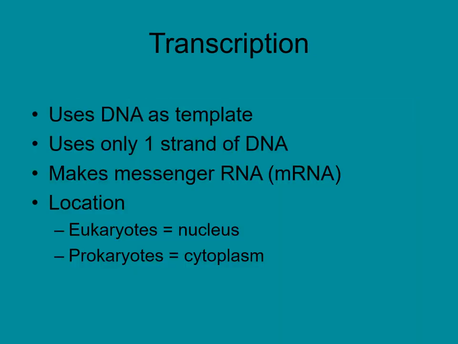So in transcription, we're going to use DNA as a template. We're only going to use one strand of the DNA, and we're going to make RNA, specifically a type called messenger RNA. Just so you know, in eukaryotes, this is going to occur in the nucleus because that's where the DNA is. Prokaryotic cells, such as bacteria, it's a little bit different. It's going to occur in the cytoplasm because they don't have a nucleus.